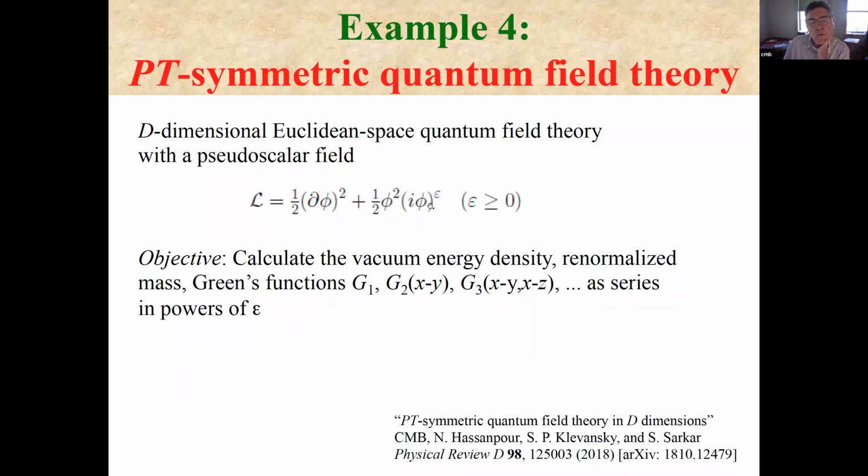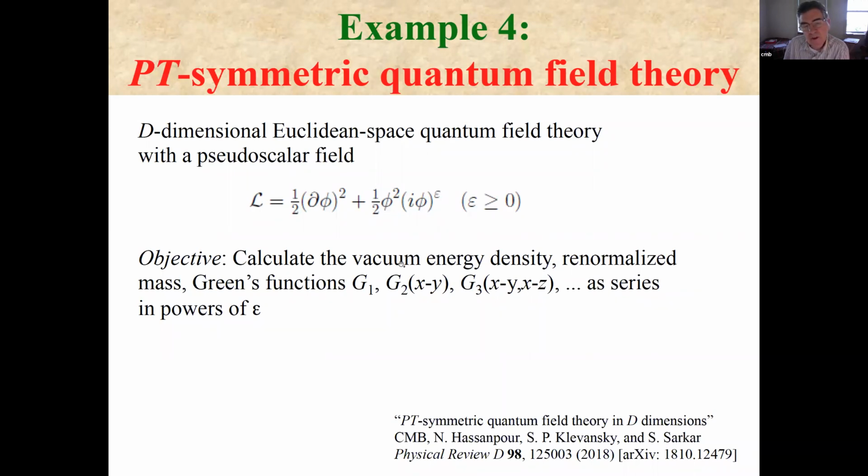You begin with a Euclidean quantum field theory. Let's take a theory in Euclidean space. We'll take a pseudoscalar field. This pseudoscalar field changes sign under parity, but i changes sign under time reversal. So this is a PT-symmetric Lagrangian for a quantum field theory.